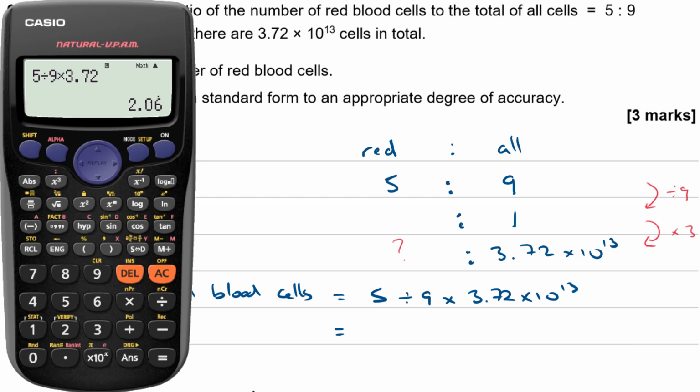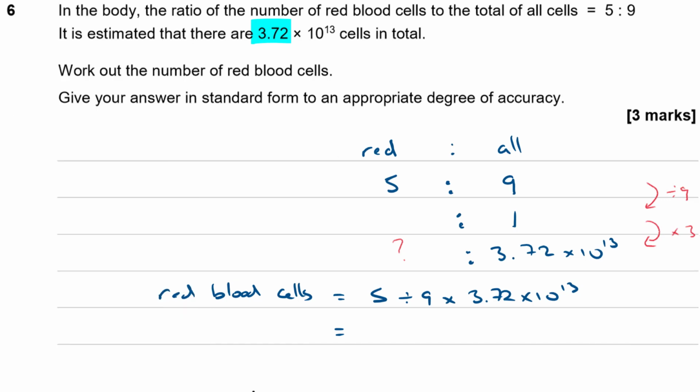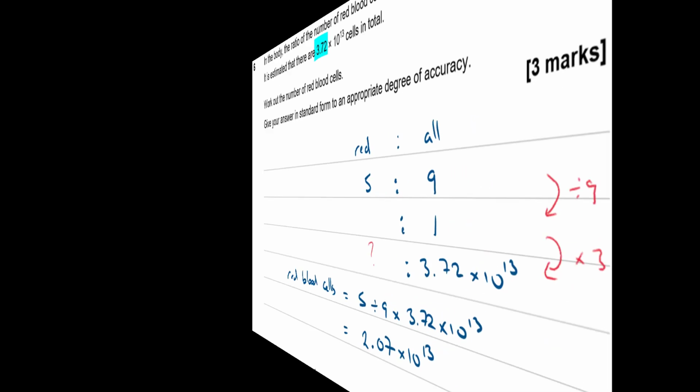So rounding that off to an appropriate degree of accuracy. Now, this number of cells was given to 3 significant figures, so 3 significant figures would be an appropriate degree of accuracy, or fewer, maybe 2 significant figures. I think I'm going to go for 3. So I'm going to write down 2.07. That's the mantissa part, and then I'm just going to leave the times 10 to the 13 on the end. 2.07 times 10 to the 13.